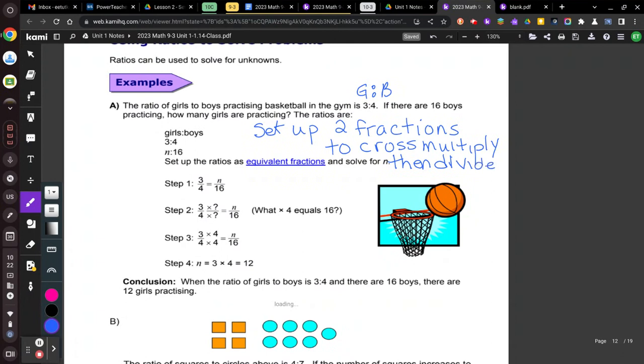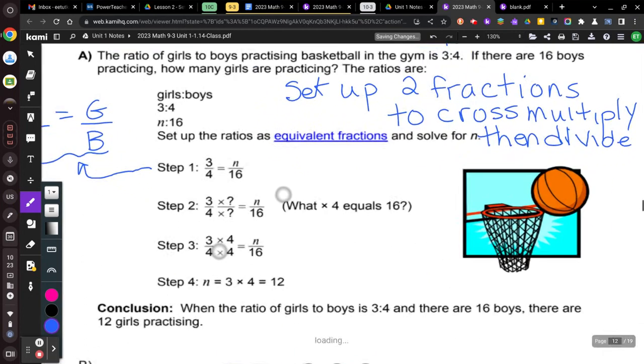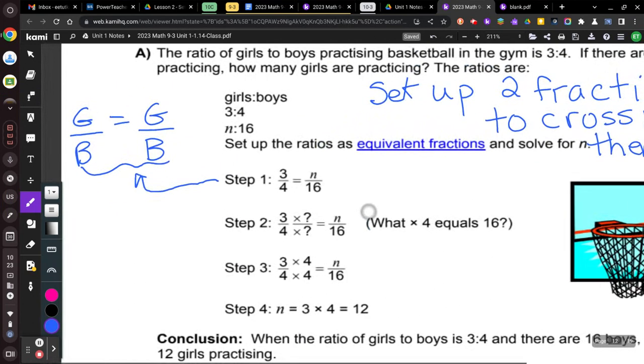Okay, so we're going to do this example. So 3 to 4 for girls and boys. So we're going to set girls on top of boys equals the girls on top of the fraction and boys on the bottom of the fraction. That's the way they've set it up. So step 1 is setting up your fractions. Okay, we've done that. So we've got 3 out of 4 boys and girls. So the girls are on top. Here's our girls and here's our boys. This is our total.